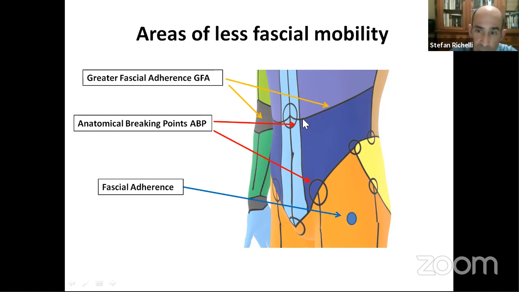This is very important because these lines, or these areas where the skin is more fixed, separate our body into quadrants that have a specific function. In this whole area, we have a muscle that makes a specific movement of the hip.